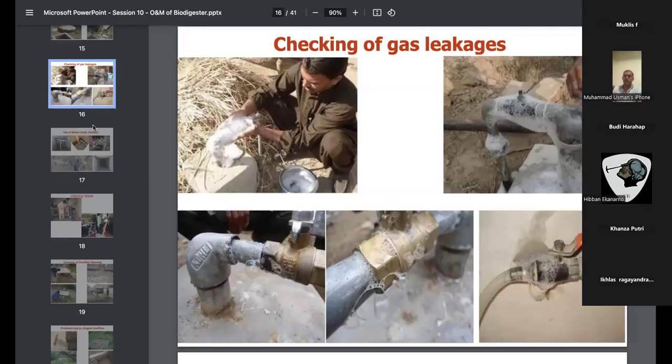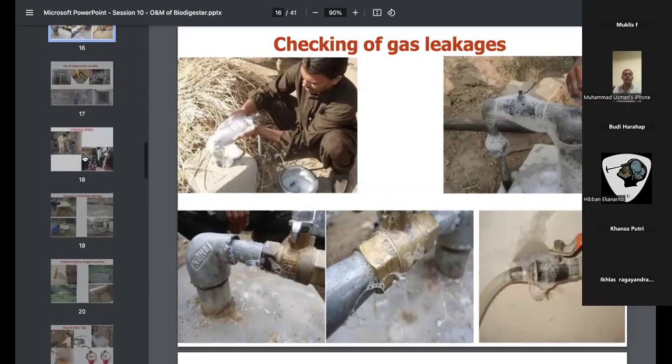This is one of the leak tests on the gas line. Please advise the farmers to regularly check the gas line. If there is a leakage, try to fix the leakage problem.